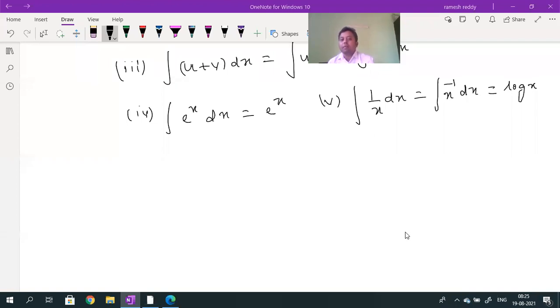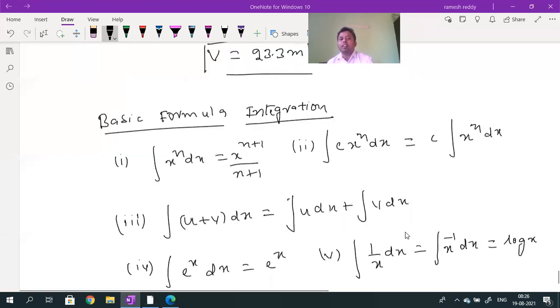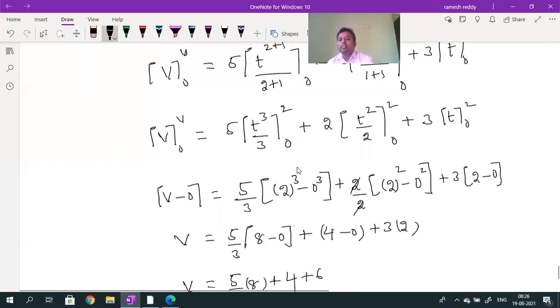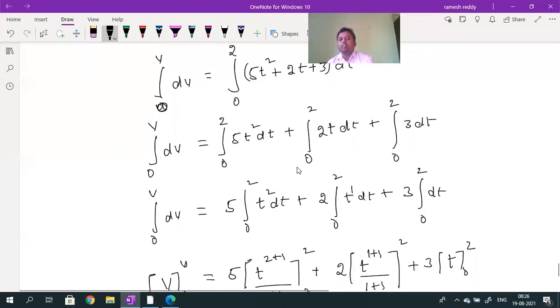This 1 by x, that is, x power minus 1. It's today's problem. Once again I will explain. Compulsorily you need to have the minimum idea regarding integration. So today's problem, once you check, instead of one more example, I will explain it.